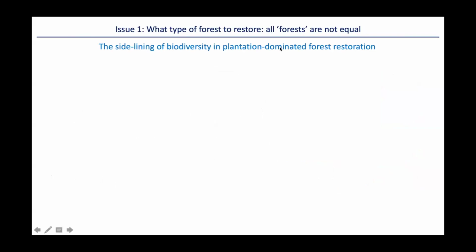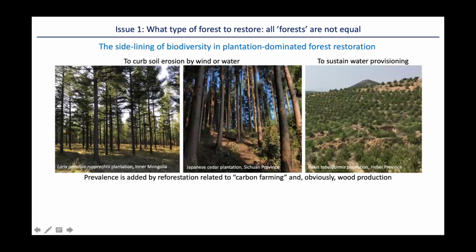So the first issue of what forests to restore essentially gets at the problem that not all forests are equal. Not anything that's tree cover is a forest. And this gets to the issue of the sidelining of biodiversity in plantation-dominated forest restoration.